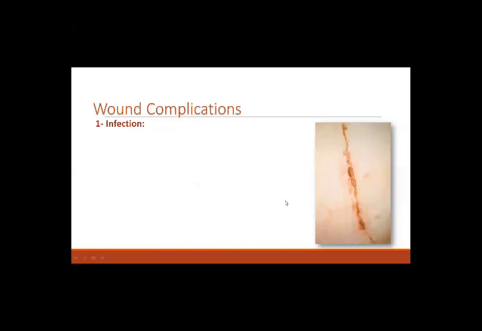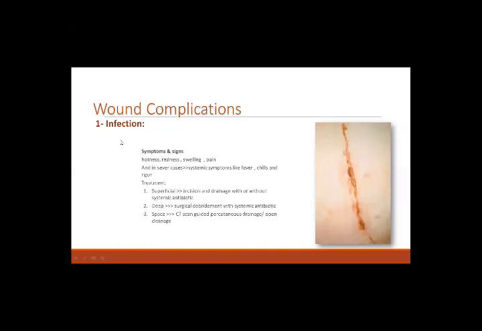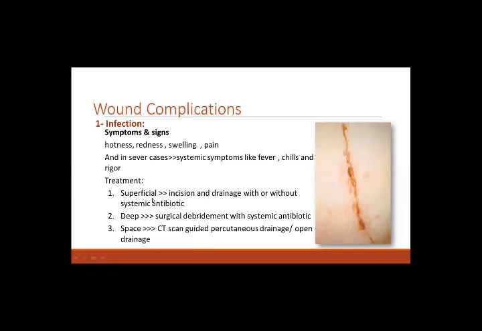करना क्या है इसका? Superficial चीज़ को incision and drainage without systemic antibiotic. If it is deeper, then surgical debridement plus systemic antibiotic. Or if there is a space, underlying body cavity space, से मुराद है underlying body cavity like the peritoneum or the pleural cavity, whatever, they are involved, तो फिर percutaneous drainage या open drainage according to the requirement.